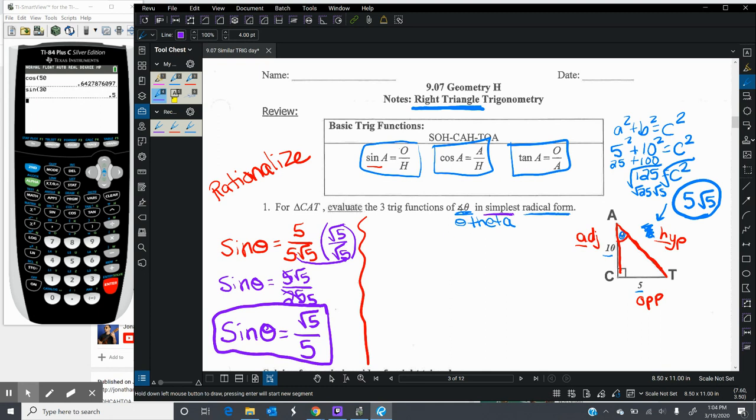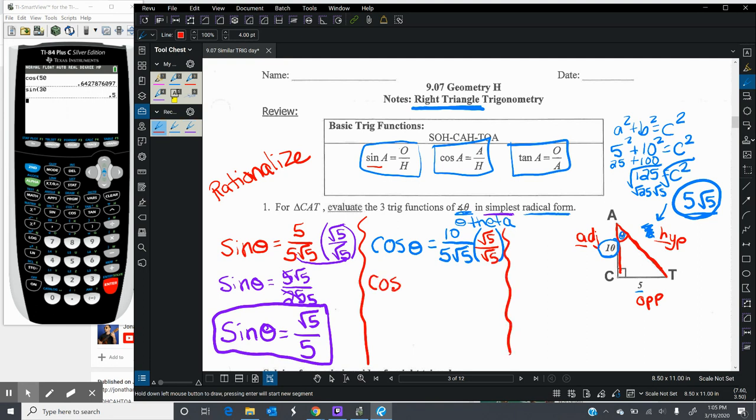We're going to go through the same process to find cosine of theta. So cos theta equals the adjacent side over hypotenuse. So from the angle A, the adjacent side is 10, its hypotenuse is 5 radical 5. So I put 10 in the numerator, 5 radical 5 in the denominator. And again here, I'm going to have to rationalize. So I'm going to multiply by the radical 5 over the radical 5.